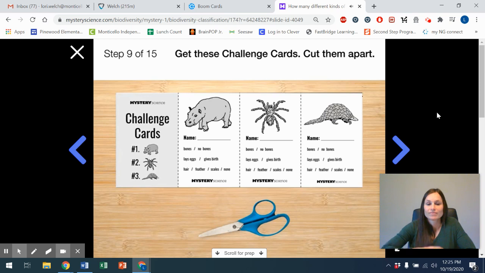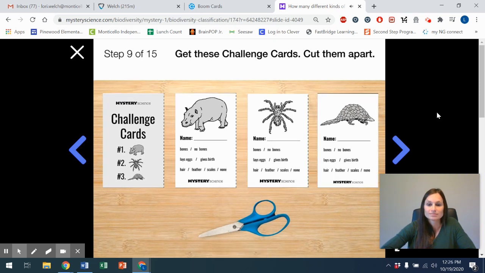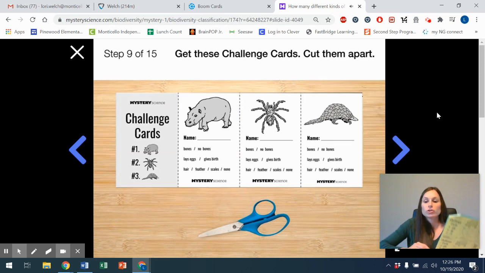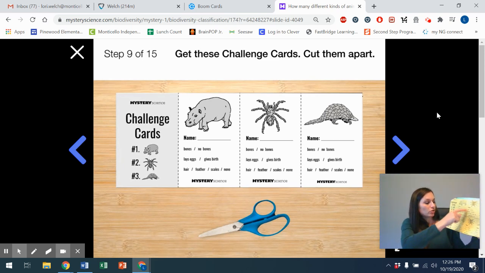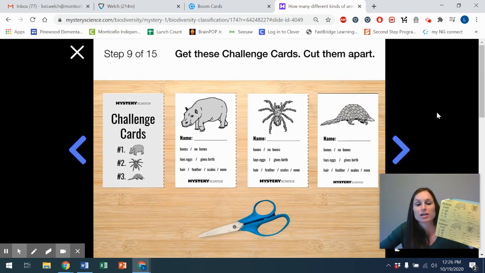Now it's time for some challenges. Get these challenge cards and cut them apart. These animals are more tricky to put in groups. When you're done cutting them, go to the next slide. Your challenge cards are yellow. Now you have two of the same for each animal. You only need three.